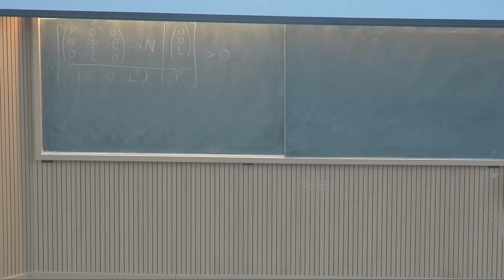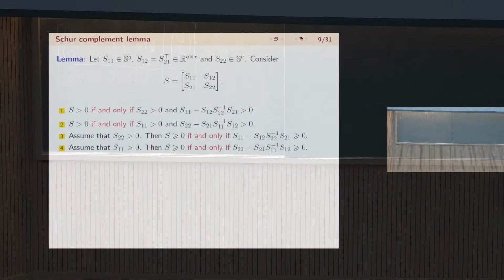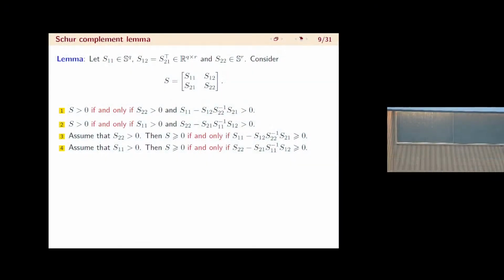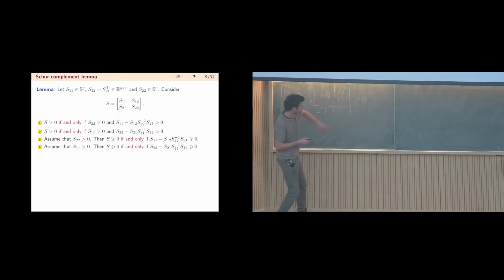Well, let's go back to the Schur complement argument that we had. So what is my idea? Well, I want to use this now. The S is this whole matrix over here. And I treat this P over here as the S22 block. So I get that this is if and only if: this is positive definite if and only if P is positive definite. And, moreover, the Schur complement with respect to P is positive definite.